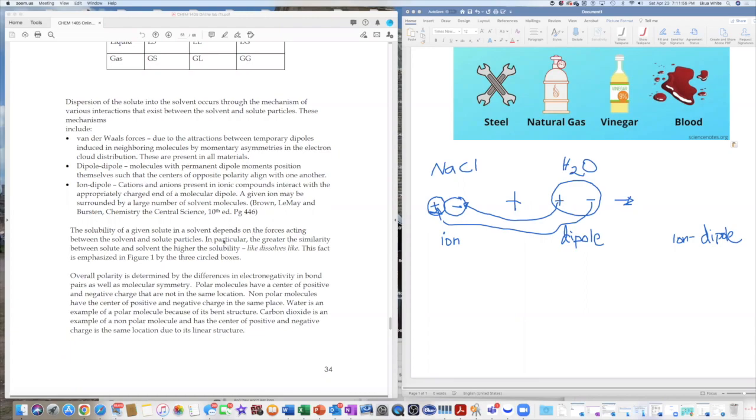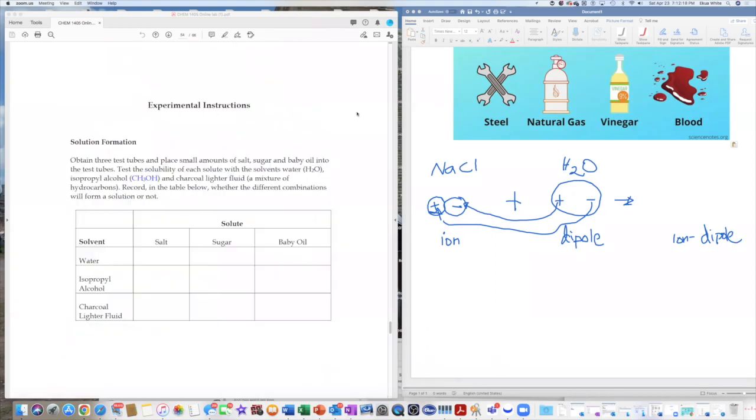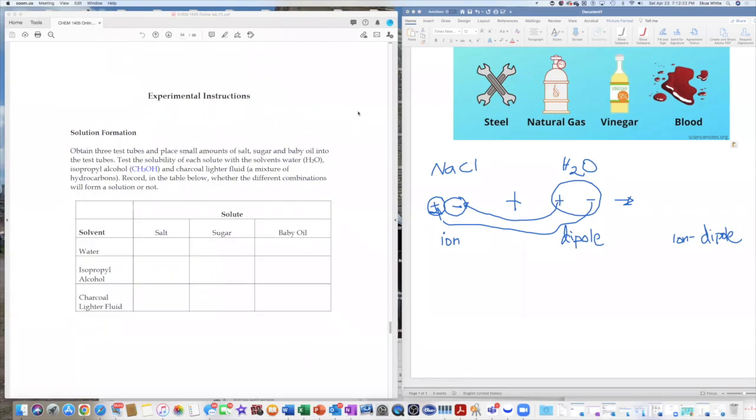We're told in here, in particular, the greater the similarity between the solute and the solvent, the higher the solubility, like dissolves like. Okay, so the intermolecular forces here aren't exactly alike, but they're very similar, right? So we can see here, ion dipole is more of a similarity thing. Okay, so let's go ahead and scroll down and move into the actual instructions.